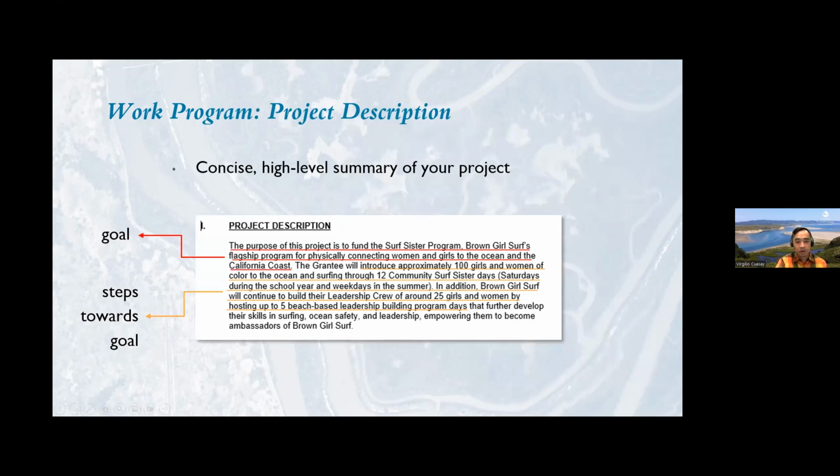So the first part of the work program is project description, and it's really just a high-level summary of your project, stating its goals and what will be done to achieve them. You can't really read it too clearly here, but the first part of this paragraph is the goal, and the last part of the paragraph are steps towards that goal.